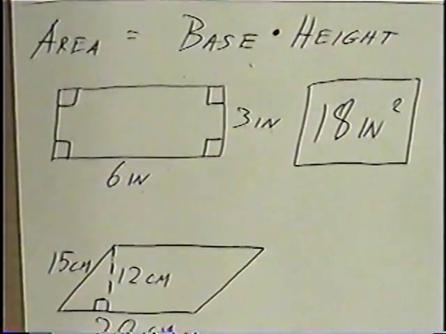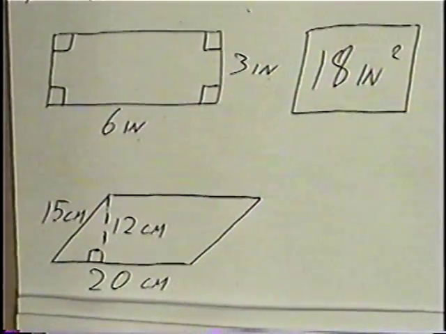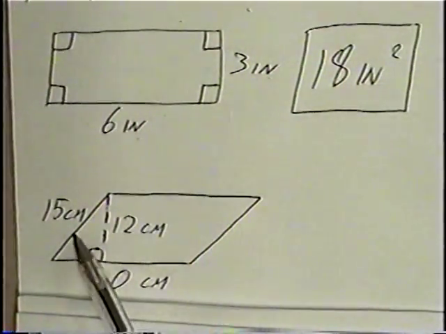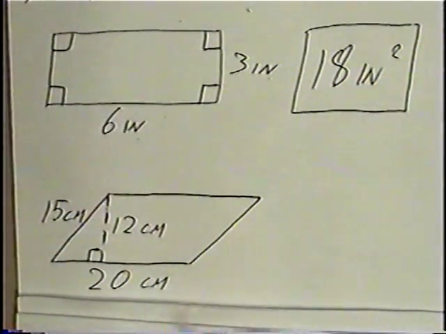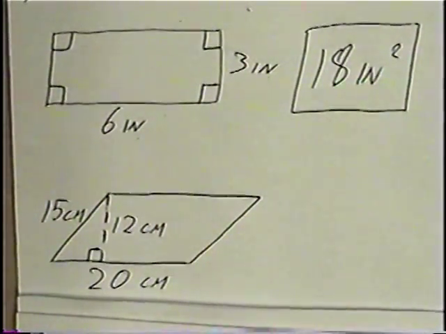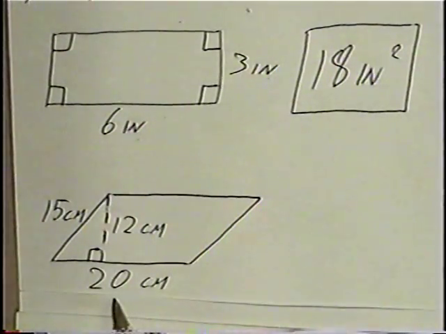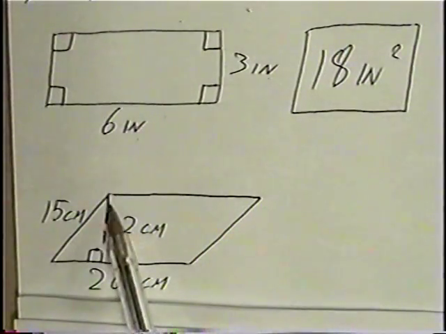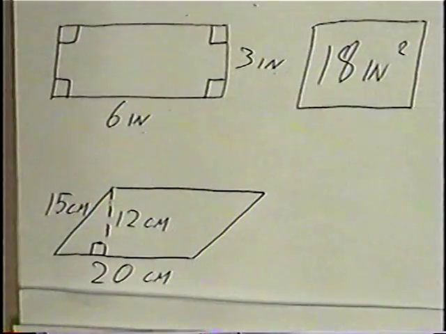The second shape is a parallelogram. Again, opposite sides are parallel, and also opposite sides are congruent, or the same length. The angles for a parallelogram do not have to be 90 degrees. Using the same formula, base times the height. Base, again, is how long the shape is, which would be 20 centimeters, and the height is how tall the shape is from bottom to top in a straight line, which would be 12 centimeters.